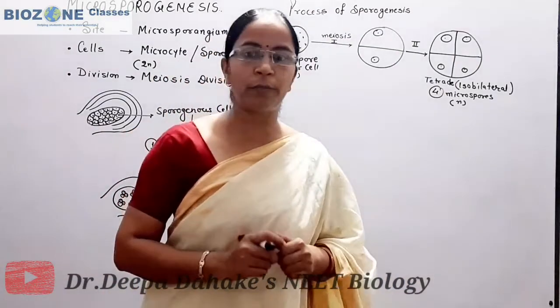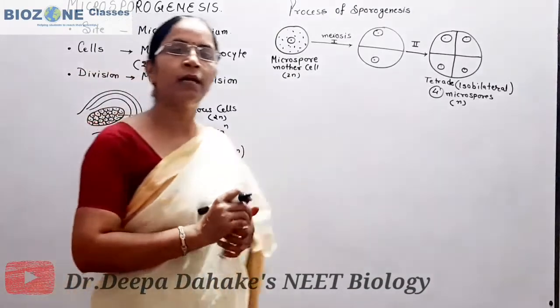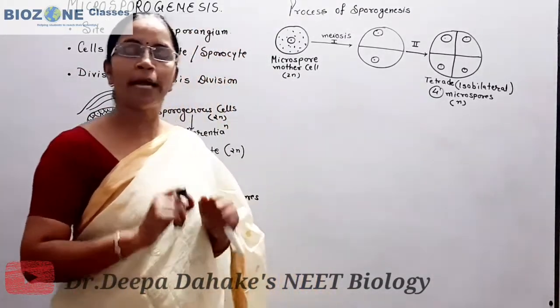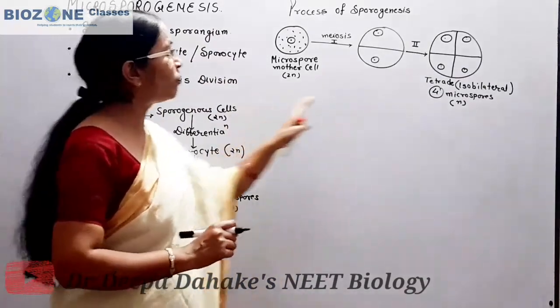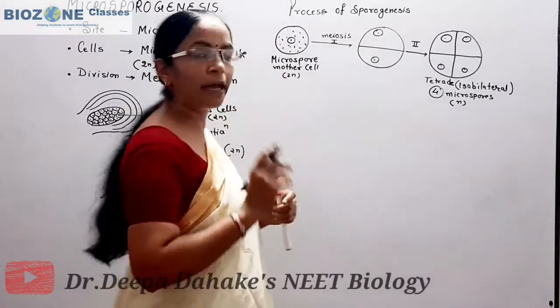So that part you remember. This is the general process of sporogenesis, or microsporogenesis, which is completed inside the microsporangium. Now the microspores which are formed are present inside the anther.